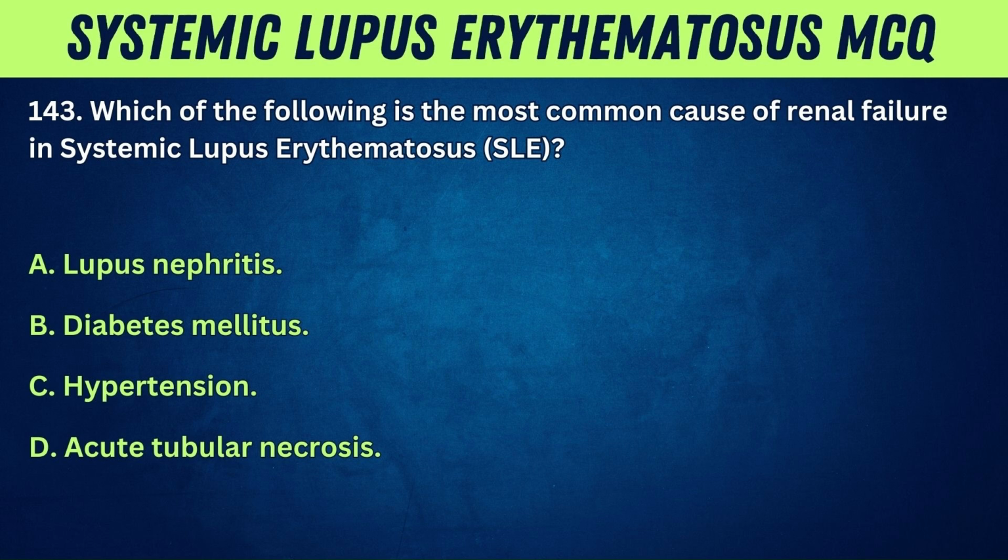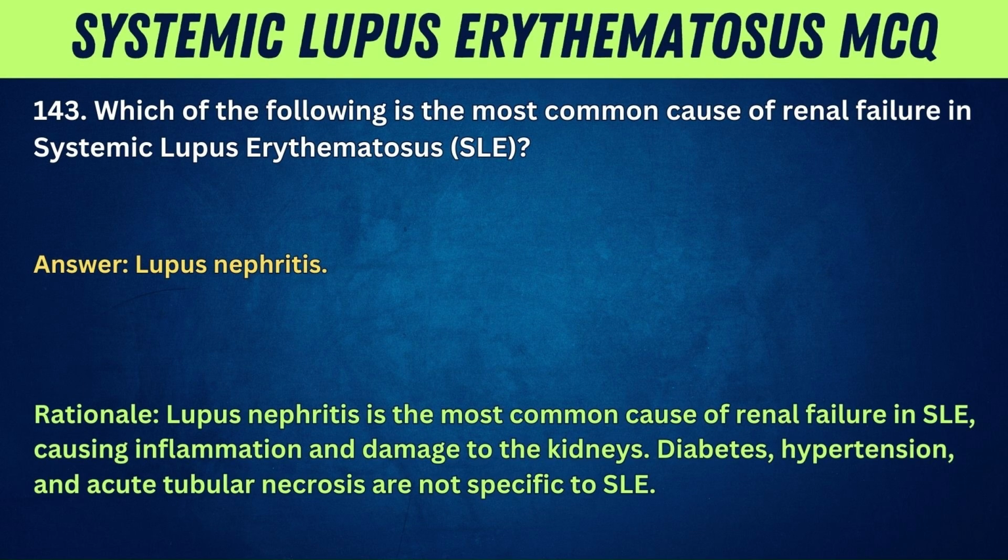143. Which of the following is the most common cause of renal failure in systemic lupus erythematosus, SLE? A. Lupus nephritis. B. Diabetes mellitus. C. Hypertension. D. Acute tubular necrosis. Answer: lupus nephritis. Rationale: lupus nephritis is the most common cause of renal failure in SLE, causing inflammation and damage to the kidneys. Diabetes, hypertension, and acute tubular necrosis are not specific to SLE.